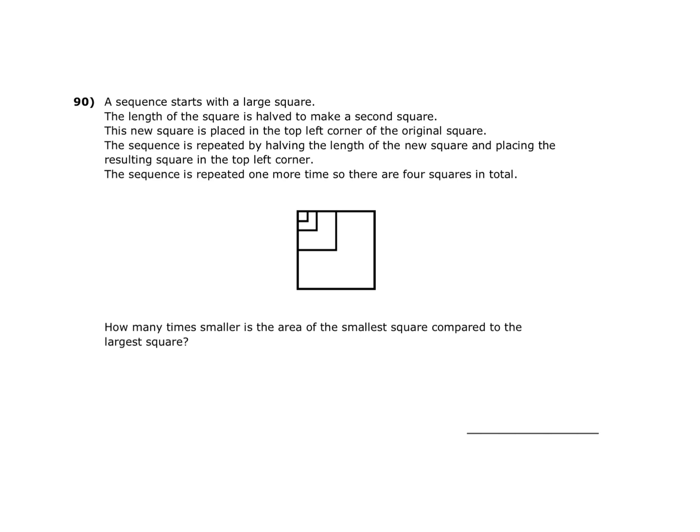The sequence is repeated by halving the length of the new square and placing the resulting square in the top left corner. The sequence is repeated one more time, so there are 4 squares in total. How many times smaller is the area of the smallest square compared to the largest square?